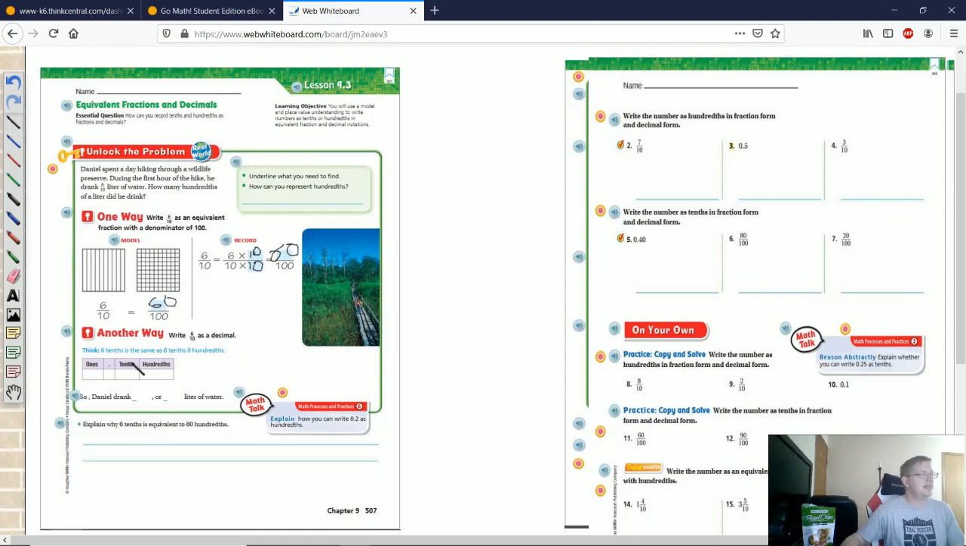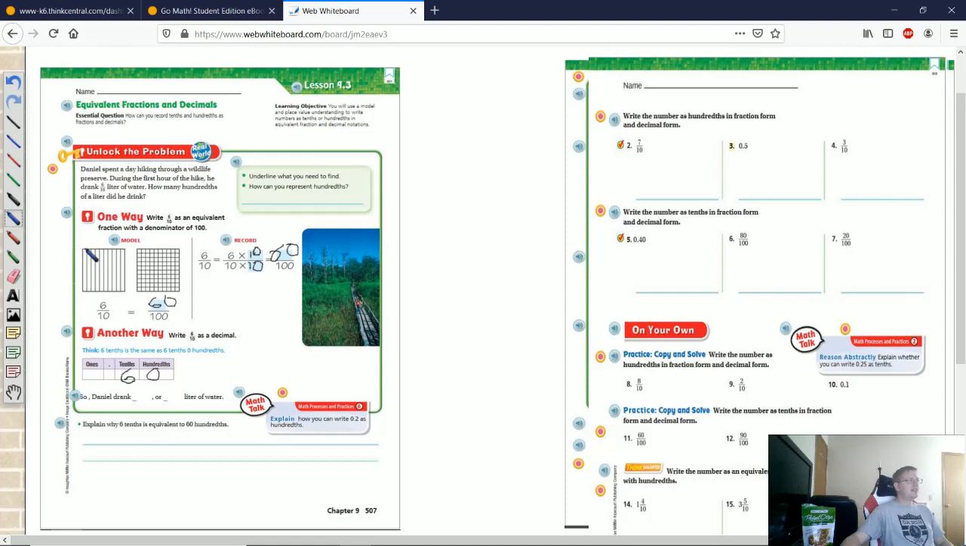And if I write it down here, that is going to give me this. So he drank either 6/10 or 60/100ths of a liter of water. Why they are equivalent is because of what we just looked at. So let's take a look at filling in this model real quick.